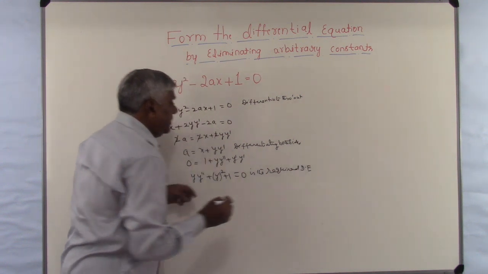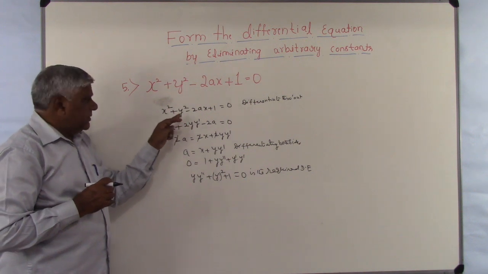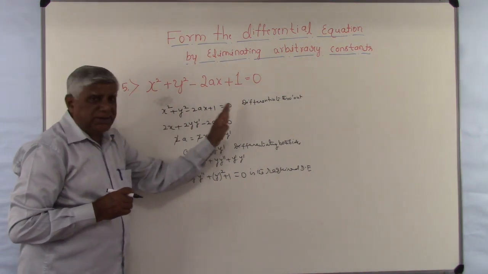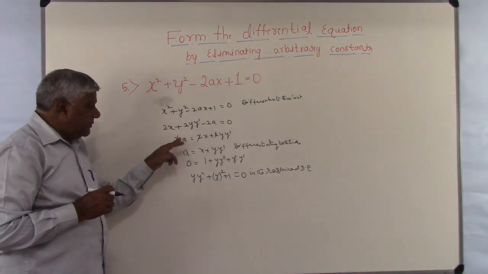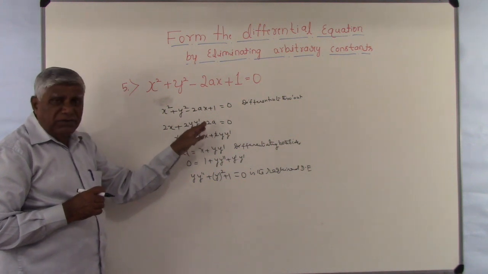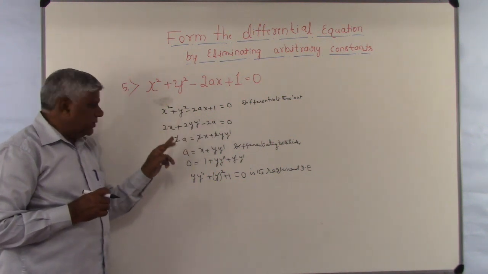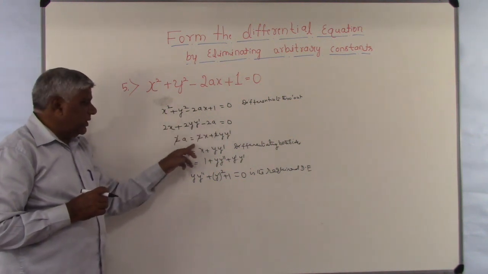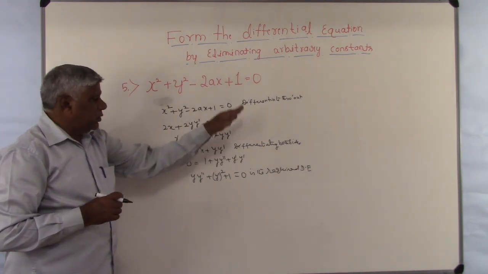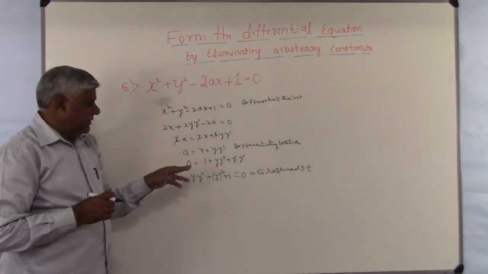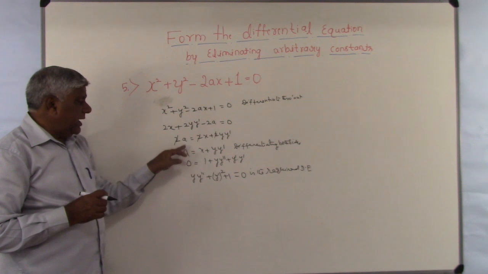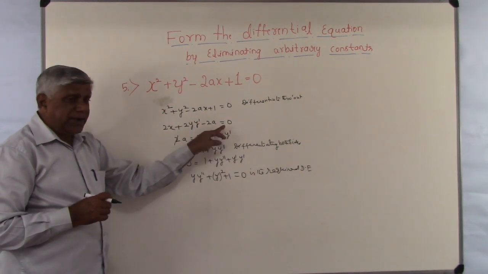See here, it is a very simple problem. You can see this is an implicit function. You have to differentiate throughout first. Afterwards, find the value of 2a, because it is an arbitrary constant which has to be eliminated. So 2a is equal to 2x plus 2y y dash, because this minus 2a we have sent to that side. So the 2 gets cancelled: a is equal to x plus y y dash.